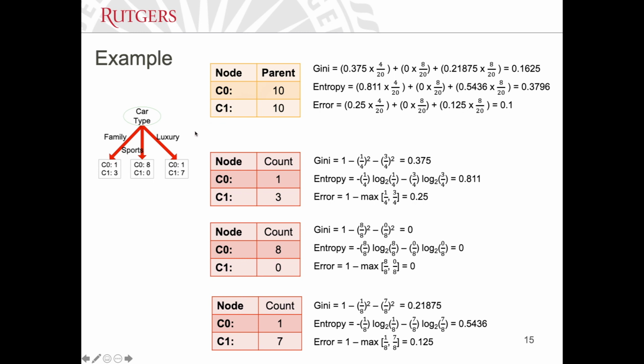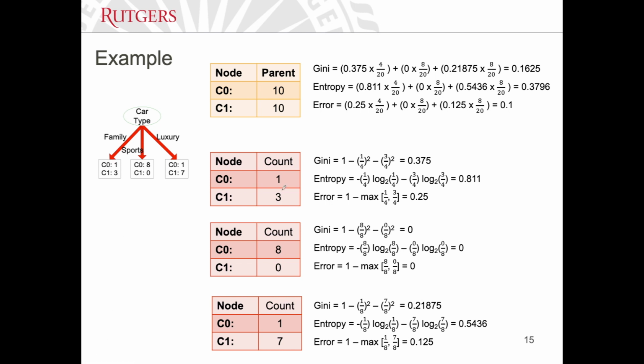Then, for the first splitting node, family cars, we have 1 instance for class 0 and 3 instances for class 1. In total, we have 4 under family cars. And for sports, we have 8 instances for class 0 and 0 instances for class 1. So under this node, we have 8 instances. And for luxury cars, we have 1 instance for class 0 and 7 instances for class 1. So in this case, we have 8 for this node. So let's see how the Gini index, the entropy, and the misclassification errors are calculated.